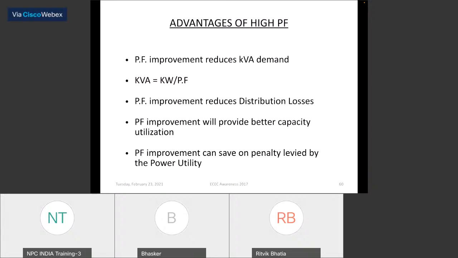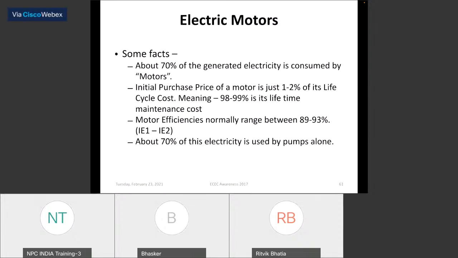So the advantage of good power factor in the industrial sector is that it reduces the kVA demand. The second is that power factor improvement reduces the distribution losses. Power factor improvement will provide better capacity utilization, and it can save on penalty levied by the power utility.